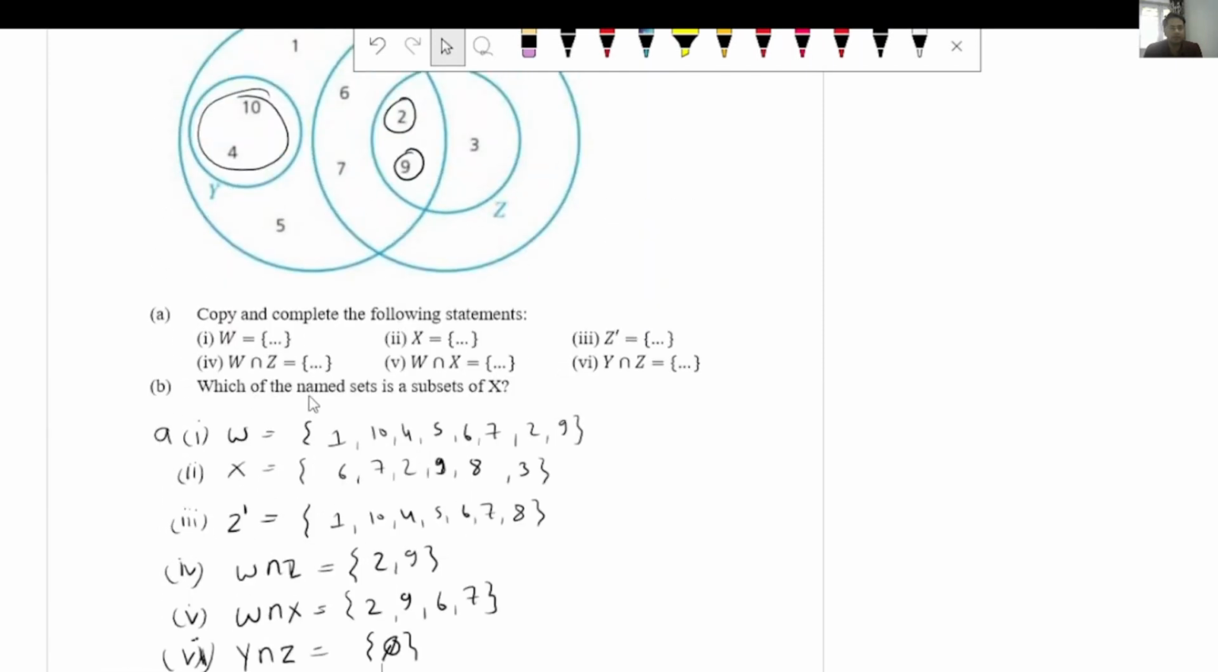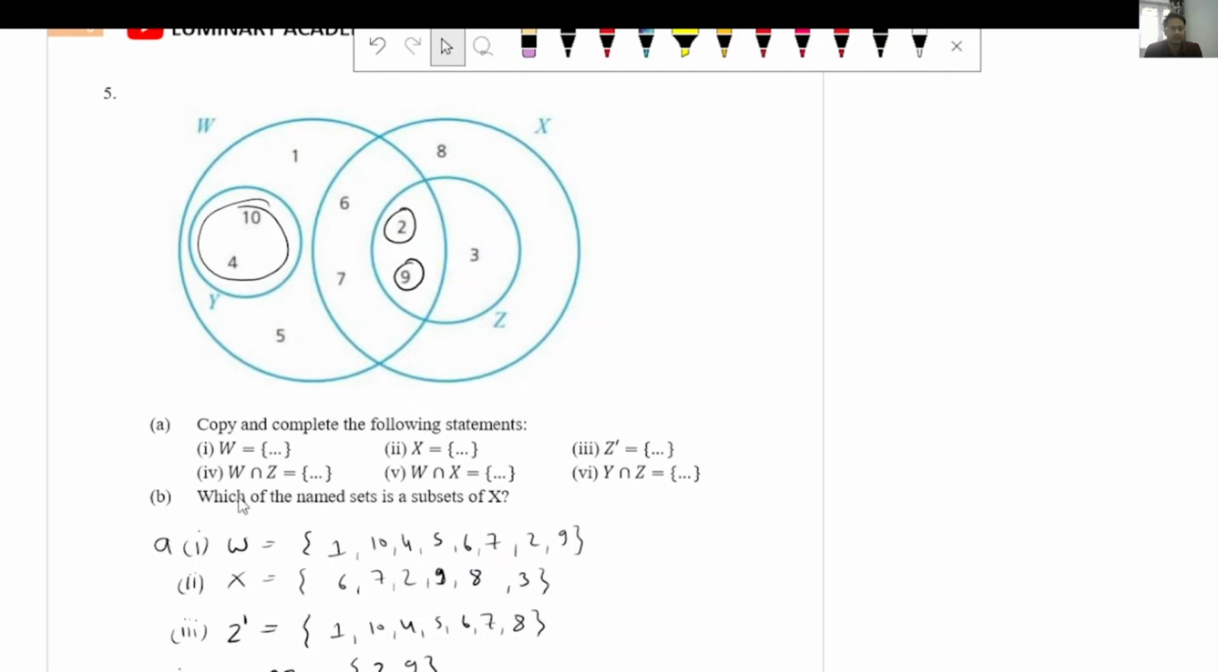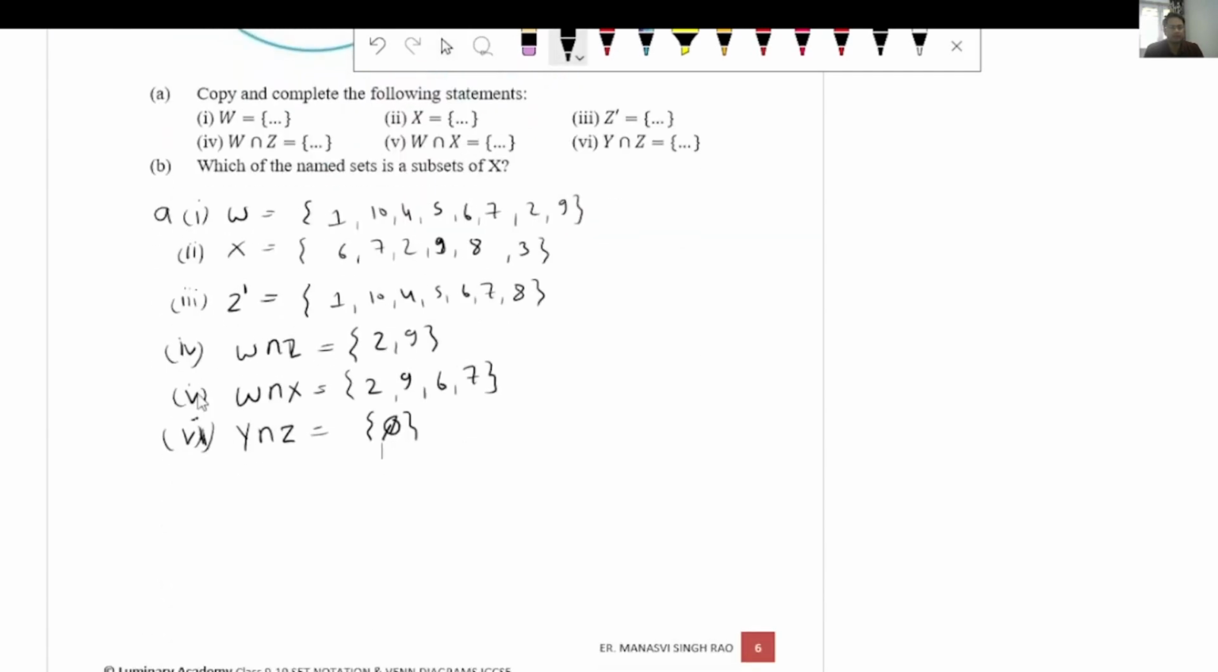Now, which of the named sets is a subset of x? Which of the following is a subset of x? I already explained the meaning of subset. Subset means, suppose I give you another example. Suppose a includes the numbers 1, 2, 3, 4, 5, 6. I am giving you a small example so that you can understand.